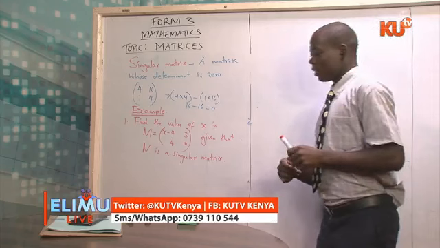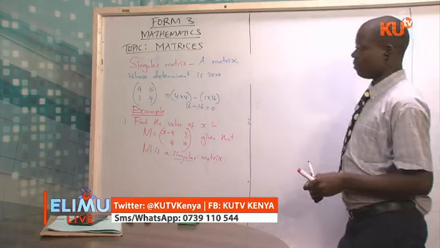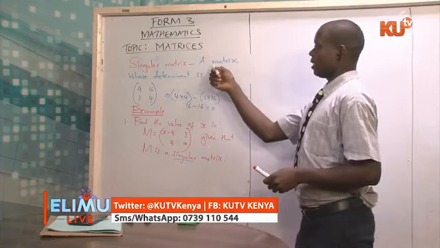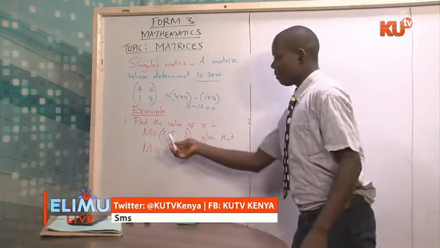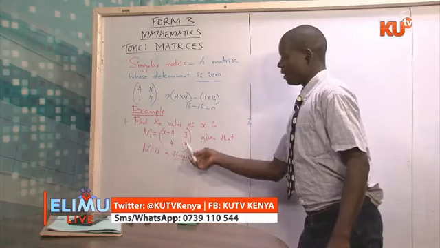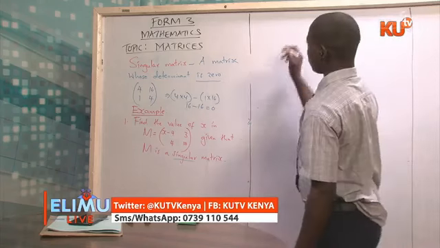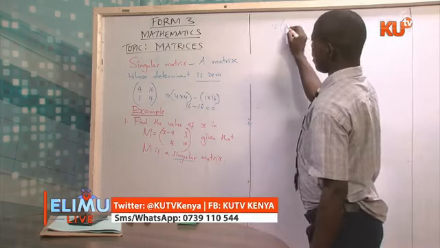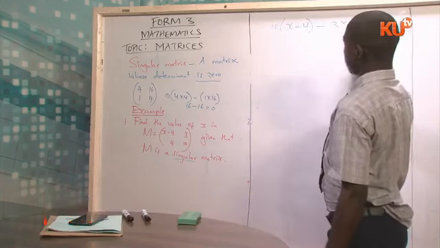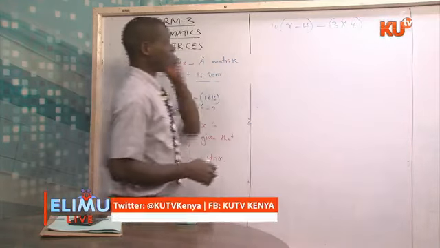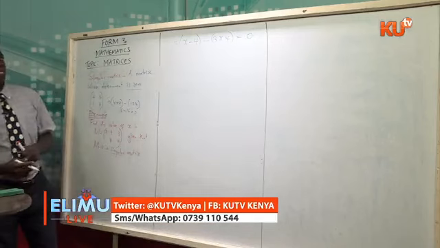The word singular should not make you run away from this example. We've already explained what a singular matrix is. The determinant is 0. Therefore, what you only need to know is how to get the determinant. You get the product of elements in the leading diagonal minus the product of elements in the other diagonal. So we shall have 10 into x less 4 minus 3 times 4. This is equal to 0 because it's a singular matrix.